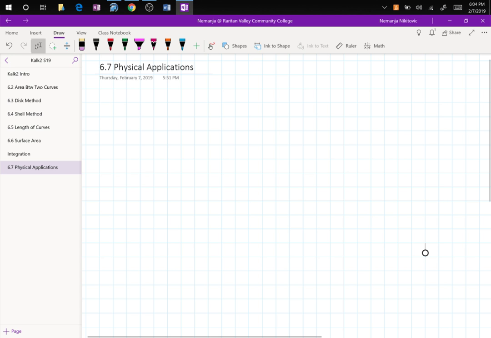So the last lecture is this lecture on physical applications, when we are going to talk about certain problems from physics. So we start with the notion of density and mass. And the mass is a little bit misunderstood.